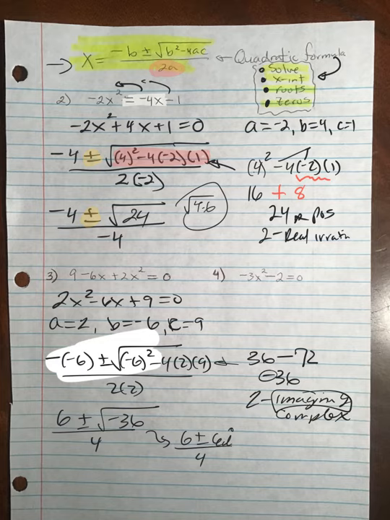And we got to reduce by 2. So all three are divisible by 2. So that gives me 3 plus or minus 3i divided by 2. So we have two imaginary solutions.